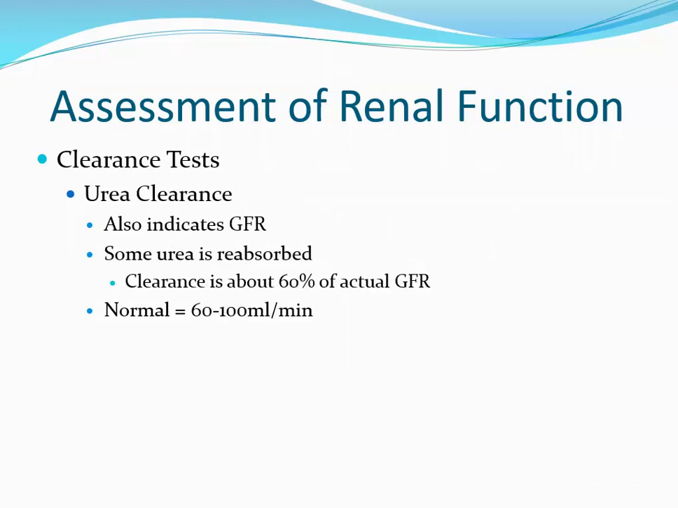Urea clearance also indicates glomerular filtration rate. However, some urea will be reabsorbed, so its clearance is only about 60% of the actual filtration rate. Normal clearance should be between 60 and 100 mils per minute.